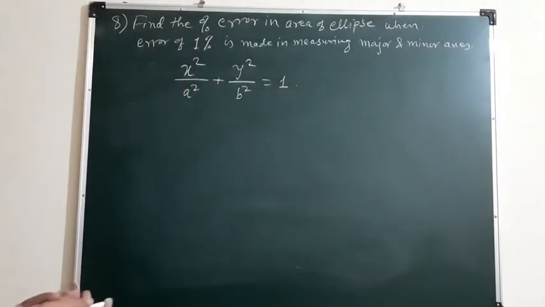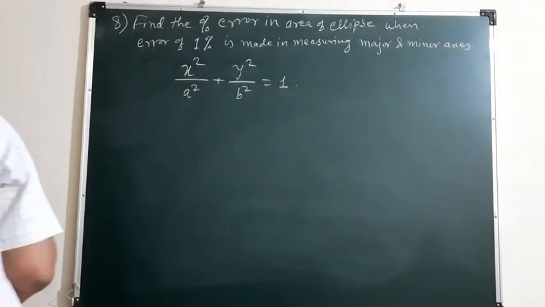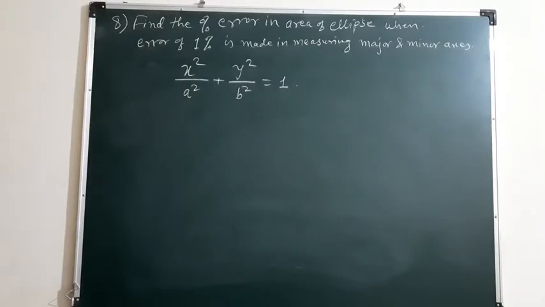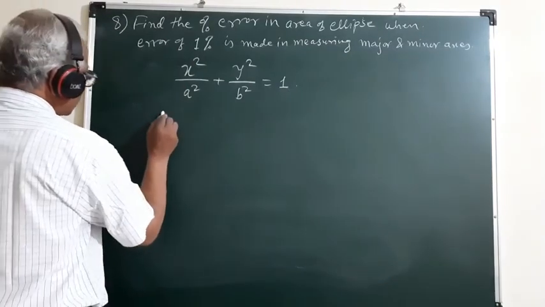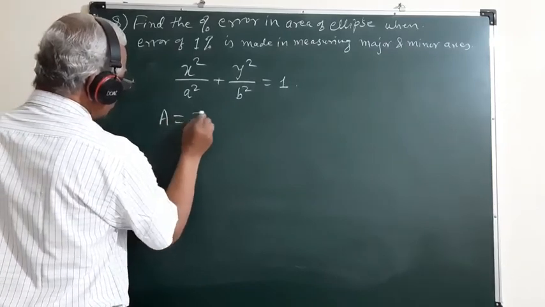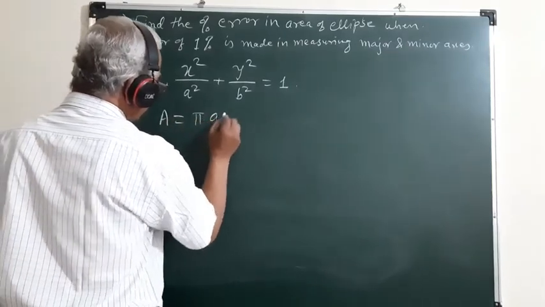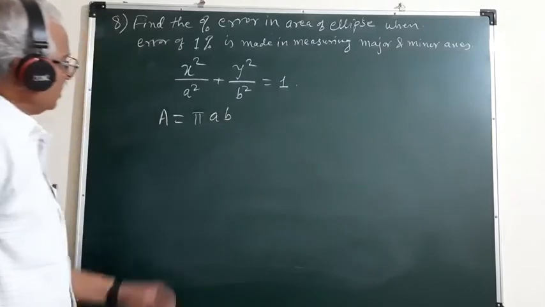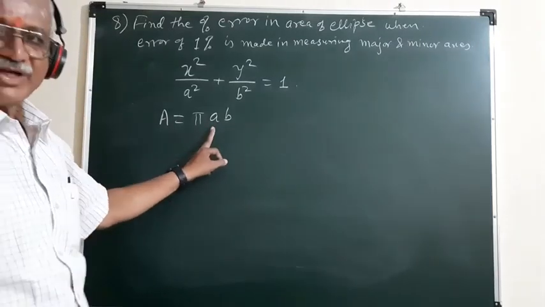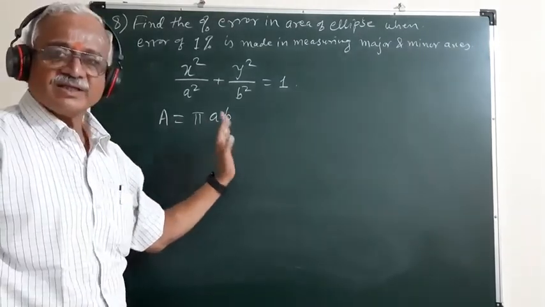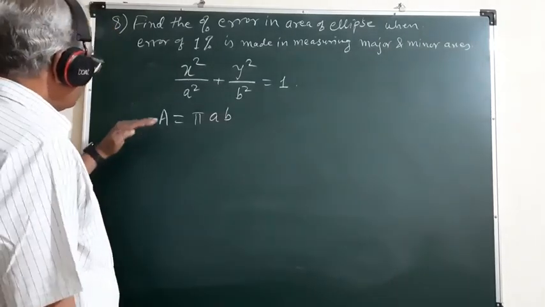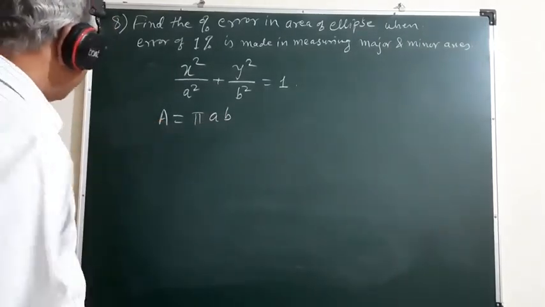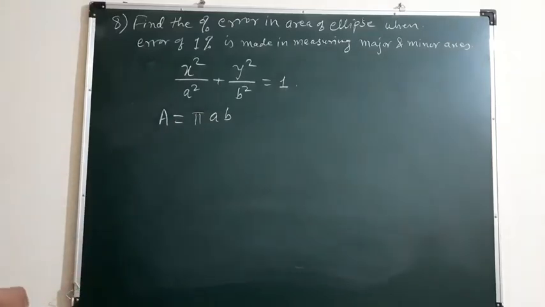So this is the equation of an ellipse, and for this ellipse the area is given by A is equal to pi a into b, where a is the semi-major axis and b is the semi-minor axis. So we have this expression for the area A of an ellipse.